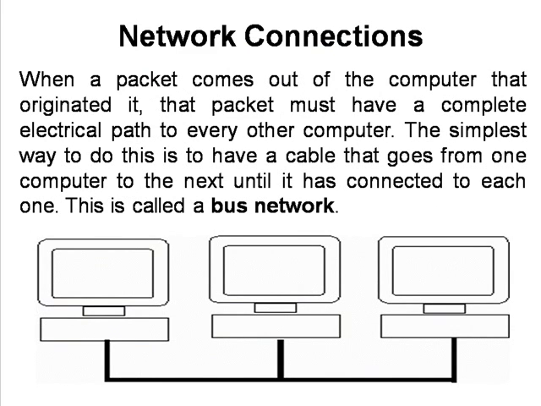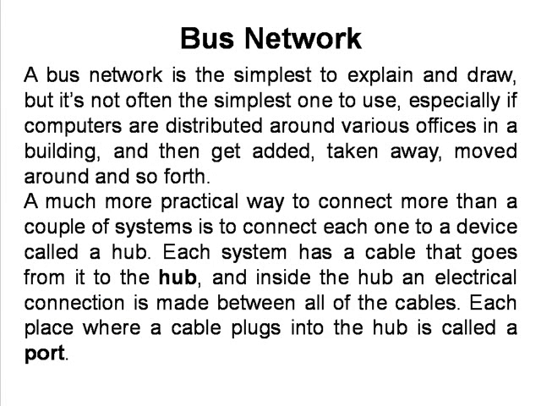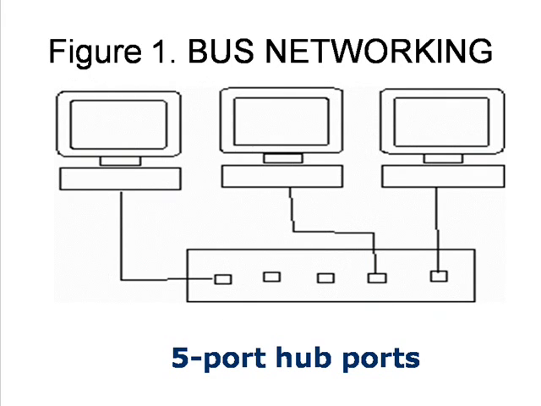Network connections. When a packet comes out of the computer that originated it, the packet must have a complete electrical path to every other computer. The simplest way to do this is to have a cable that goes from one computer to the next until it has connected to each one. Bus network. A bus network is the simplest to explain and draw, but it is not often the simplest one to use, especially if computers are distributed around various offices in a building and then get added, taken away, moved around, and so forth.